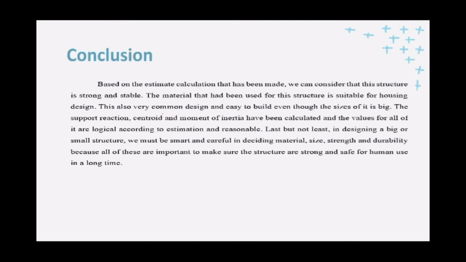So Ay is 9. So for the conclusion, based on the estimate calculation that has been made, we can consider that this structure is strong and stable. The material that had been used for this structure is suitable for housing design. This is a very common design and easy to build, even though the size of it is big. The support reaction, centroid, and moment of inertia have been calculated, and the values are all logical according to estimation and reasonable. So that's all from me.